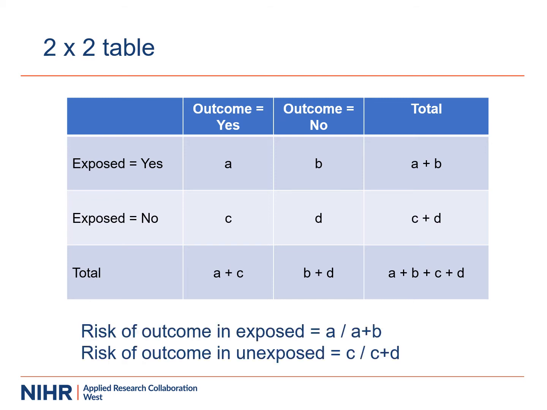Then, based on the numbers in the tables, we can calculate the risk of experiencing the outcome in each of our exposure groups. So for the exposed group, this would be A divided by A plus B, and for the unexposed group, this would be C divided by C plus D.